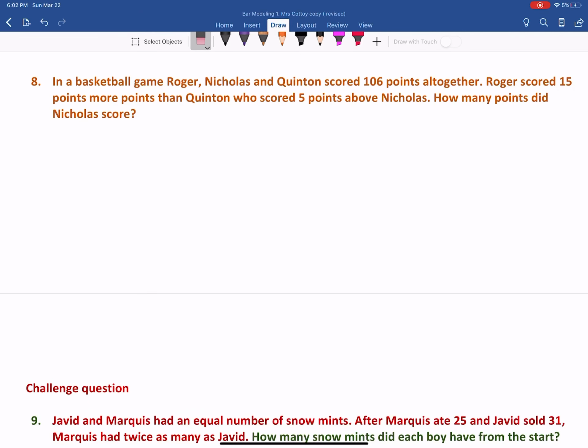In a basketball game, Roger, Nicholas, and Quinton scored 106 points altogether. Roger scored 15 more points than Quinton, who scored 5 points above Nicholas. How many points did Nicholas score?